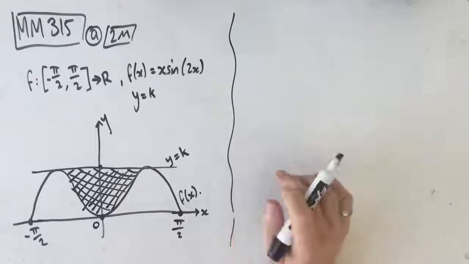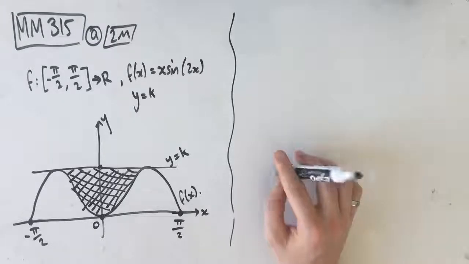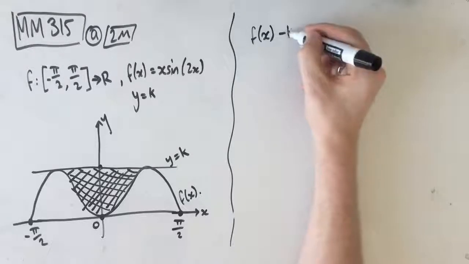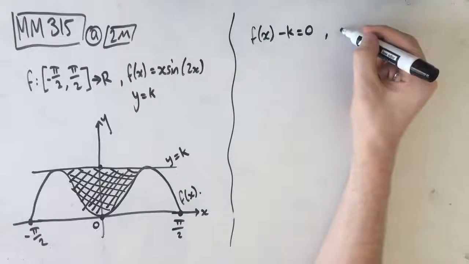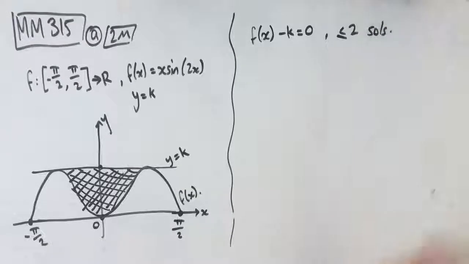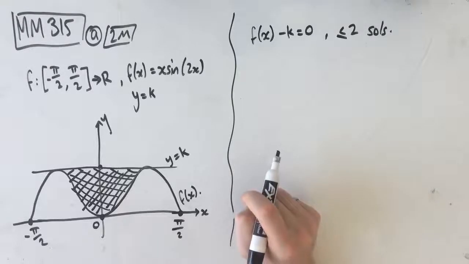And it says, find the range of values of k such that the equation f of x take k equals 0 has 2 or less solutions. Okay, f of x take k equals 0, less than or equal to 2 solutions. Okay, awesome. Give values correct to 3 decimal places. Sweet. So, where do we start with this?